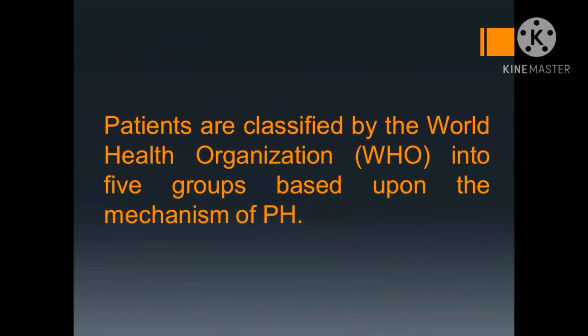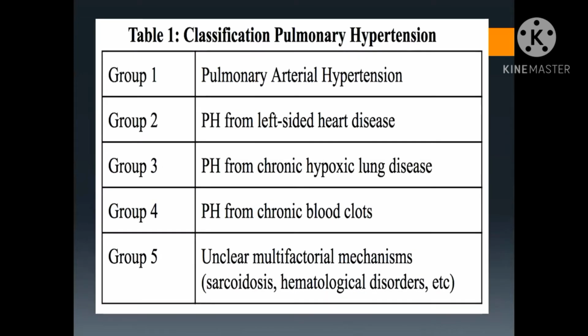Patients are classified by the World Health Organization into 5 groups based upon the mechanism of pulmonary hypertension. So these are the 5 classifications. Group 1 is pulmonary arterial hypertension, which is idiopathic or genetic mutation. Group 2 is from left-sided heart disease, such as mitral valve disease or long-term high blood pressure. Left heart disease is the most common cause of pulmonary hypertension.